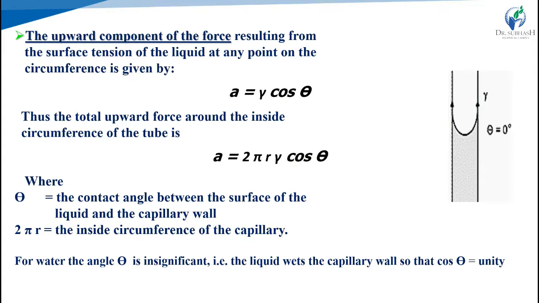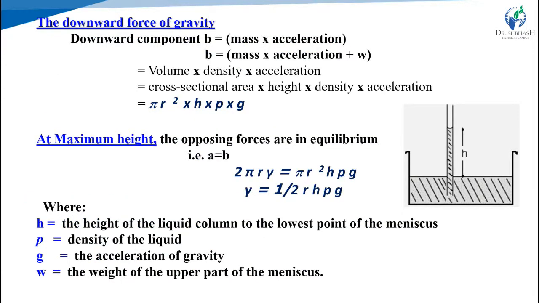Suppose for water, the angle theta is considered insignificant, that is one, so the upward force becomes 2 pi r gamma. Now the countering force, the downward force of gravity related to the weight of the liquid that has risen in the capillary, is given by pi r square into h into rho into g.